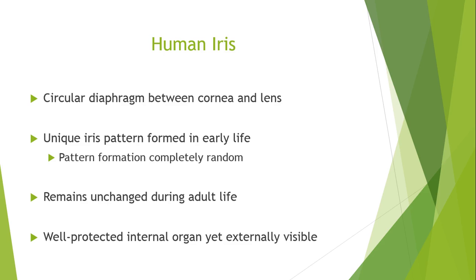In this project, I will be working with the human iris. A human iris is a circular diaphragm between the cornea and lens. A unique iris pattern is formed during early embryonic life and it continues formation until the first year of your life. And the pattern formation is completely random. It is not governed by your genetics or any other factors. So it is believed to be unique. And it remains unchanged after the formation throughout your adult life. Also, it is a well protected internal organ, but it's externally visible so that it could be captured or scanned in security systems.